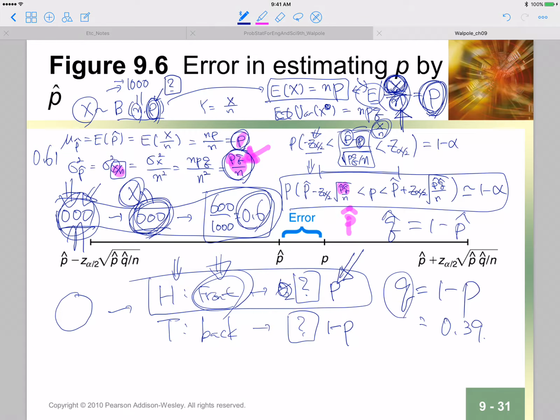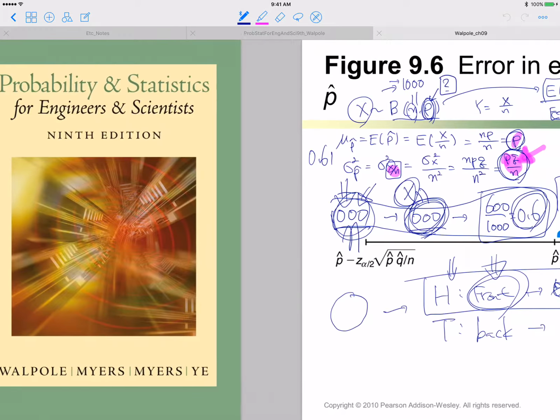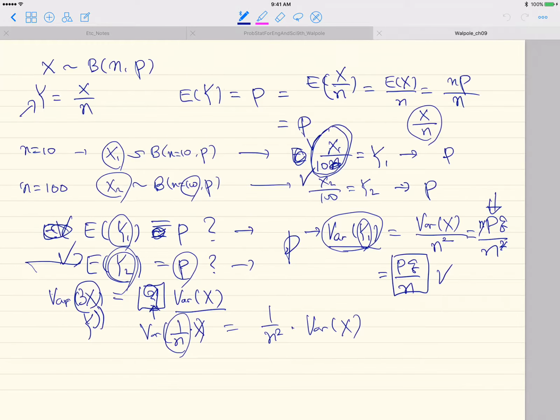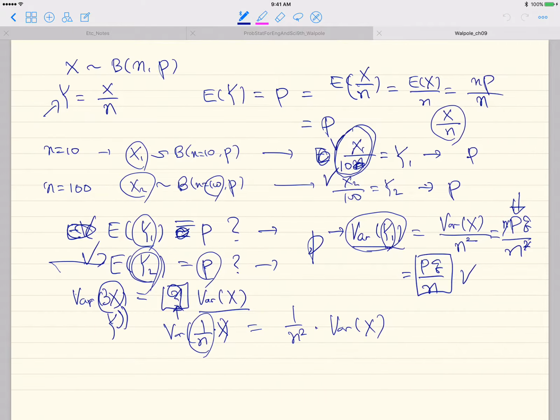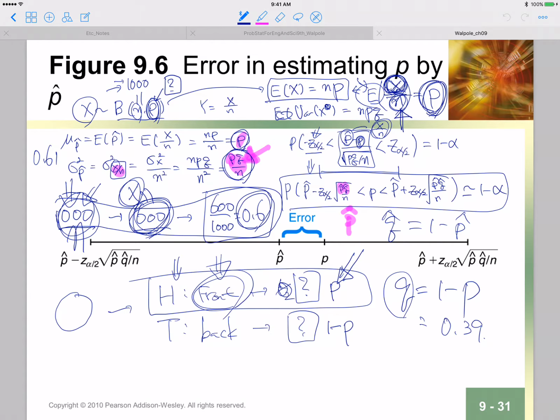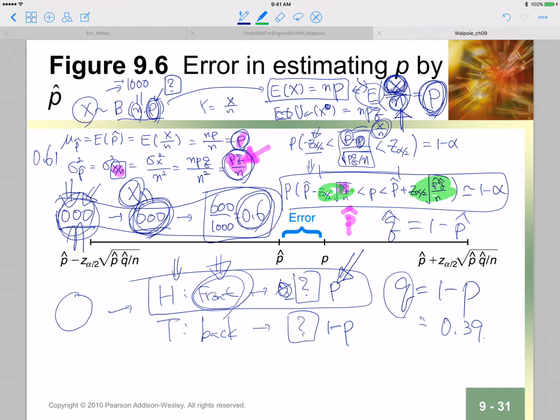So this is how we obtain the interval estimate for some proportion, a proportion as an unknown parameter. And then similarly, we can compute this confidence interval, which is just this part. So that determines our confidence interval.